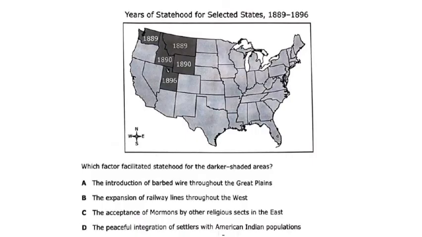Our second question, pertaining to Standard 1, asks, which factor facilitated statehood for the darker shaded areas? So we have a map here that says years of statehood for selected states. You'll notice most of them are in the west and northwest. This is pertaining to the Transcontinental Railroad. The railroad allowed Americans to move west to settle these territories. So our correct answer would be B, the expansion of railway lines throughout the West.